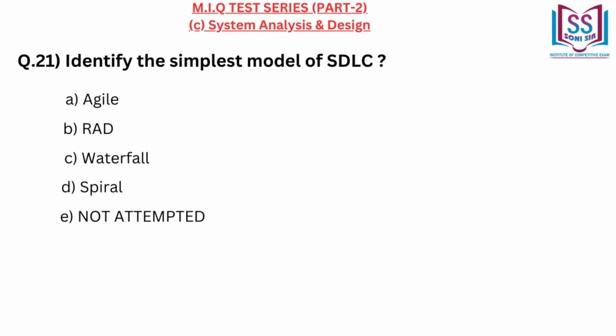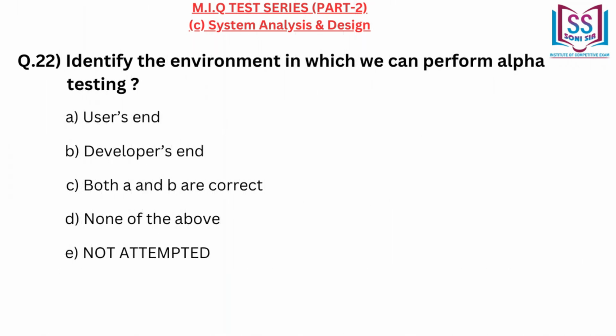Identify the simplest model of SDLC. A. Agile. B. RAD. C. Waterfall. D. Spiral. Identify the environment in which we can perform alpha testing. A. Users end. B. Developers end. C. Both A and B are correct. D. None of the above.